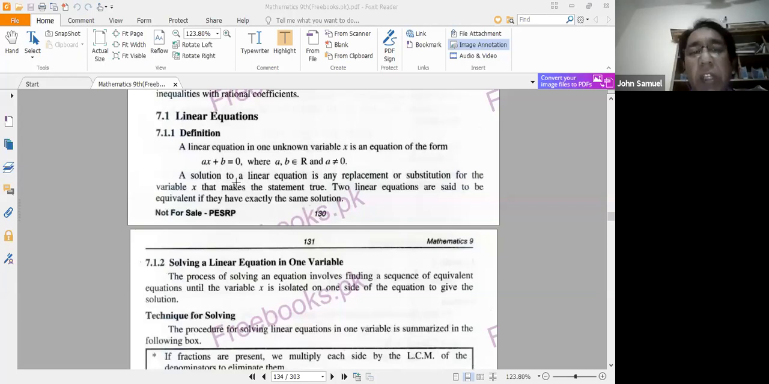A solution to a linear equation is a replacement or substitution. हम replace भी करेंगे, substitute भी करेंगे, having the same meaning, for the variable x that makes the statement true. और फिर इस statement को हम true कर देंगे. Then we'll make the statement true. The two linear equations are said to be equivalent.